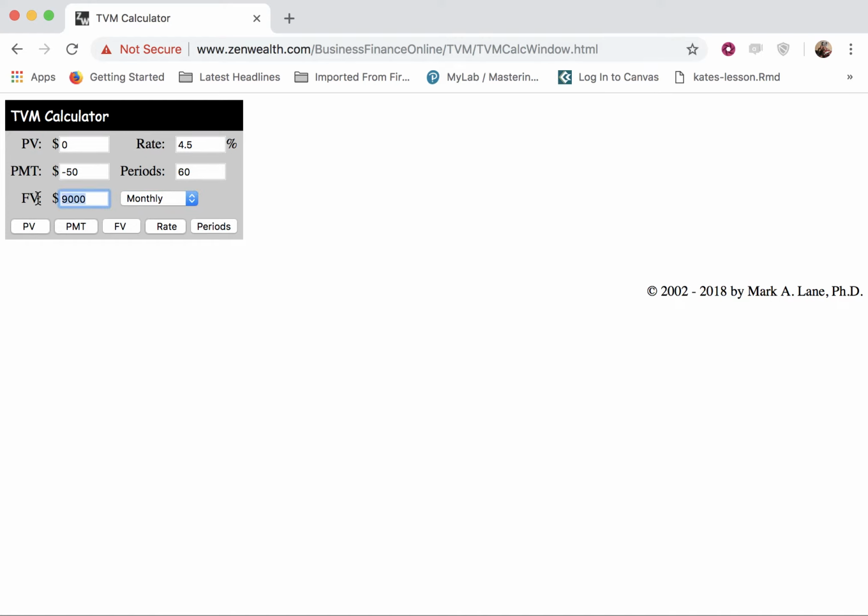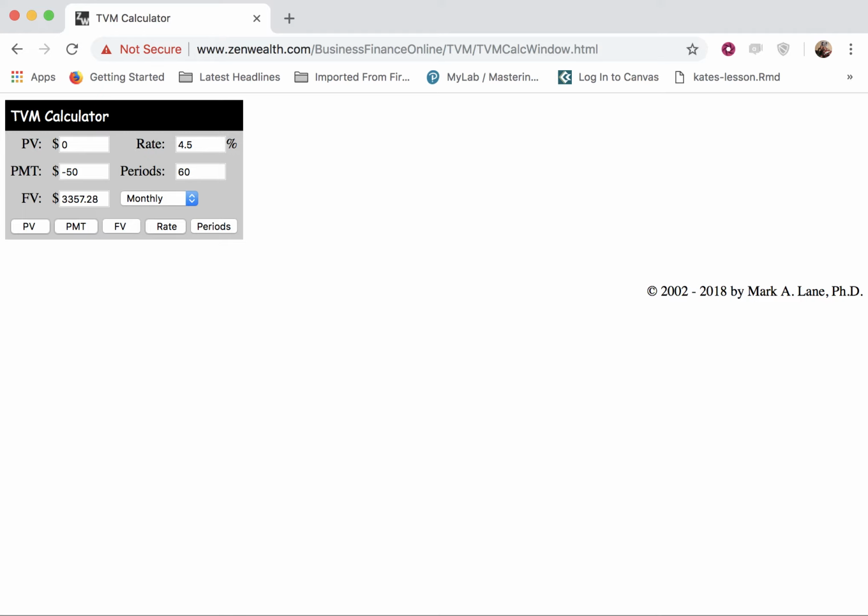And then we want to know what the future value is. So that's what we're looking to find: what is that money worth in the future? So we just come down here again, present value, payment, future value, rate, periods. We want to know the future value. So you find out it's $3,357.28.